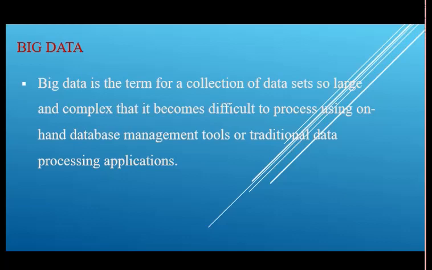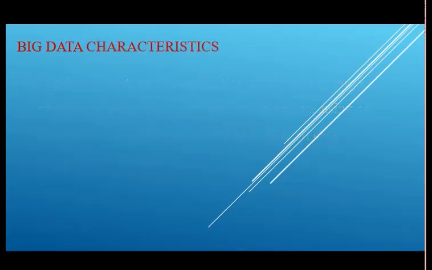Big data is the term for a collection of data sets so large and complex that it becomes difficult to process using on-hand database management tools or traditional data processing applications. So the big data term is a collection of data sets too large and complex that they become difficult to process using on-hand database management, that means using a relational database management system.